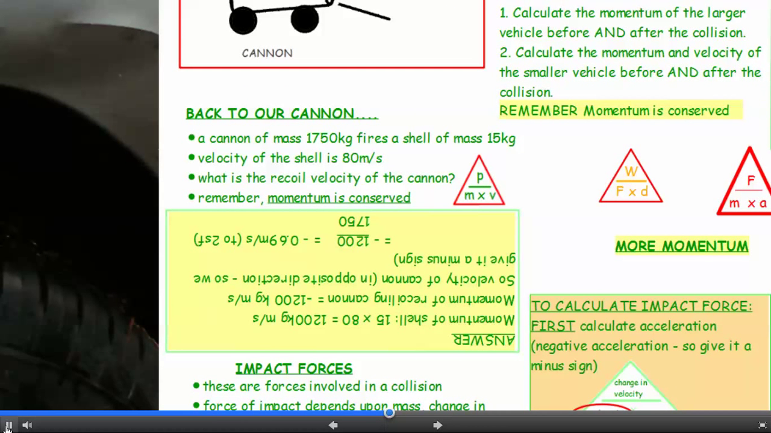So here's the answer. You'll have to turn yourself upside down to read it. But remember, first of all, calculate the momentum of the shell, and then the momentum of the recoiling cannon must be the same, but in the opposite direction.